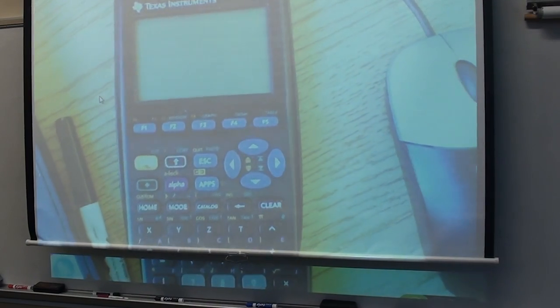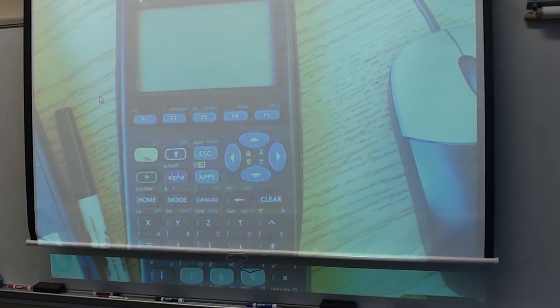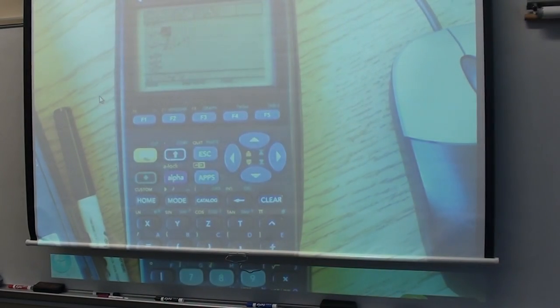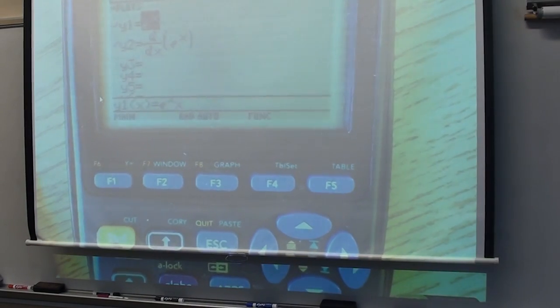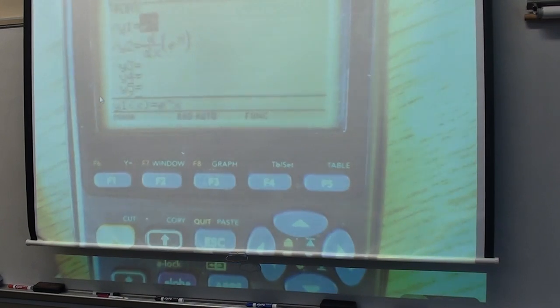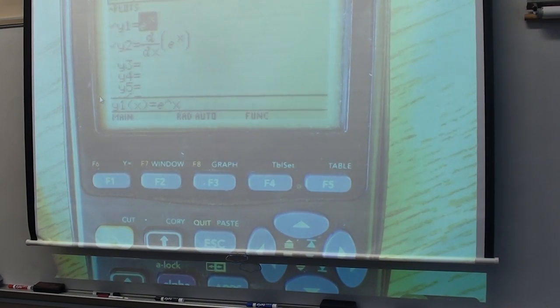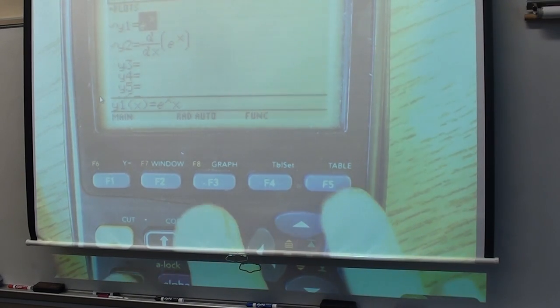I'm using my somewhat old, but still very much loved TI-89 graphing calculator. In y equals, I have put the function e to the x in y1, and in y2 I have the derivative of e to the x. Let's take a look at our table and see if we can figure out what the derivative of e to the x is.